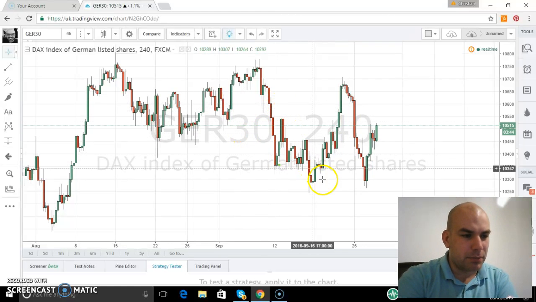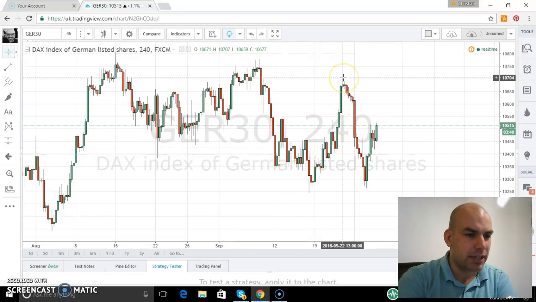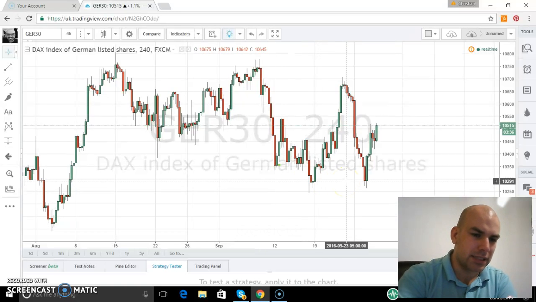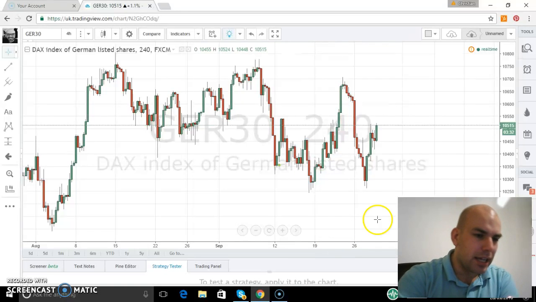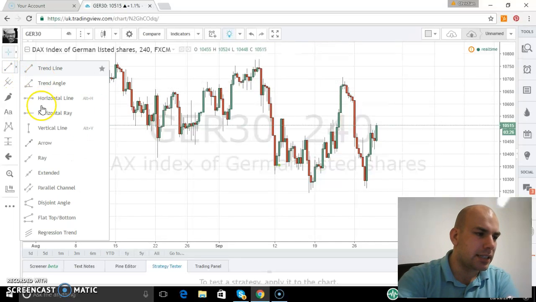We did have a little bit of a breakdown here, a bit of choppiness, and the market pulled back quite aggressively, came back to this level of support around the 10,290, 10,300 region, and is pushing higher. Now, the three main important aspects that we're looking at are these lines here.